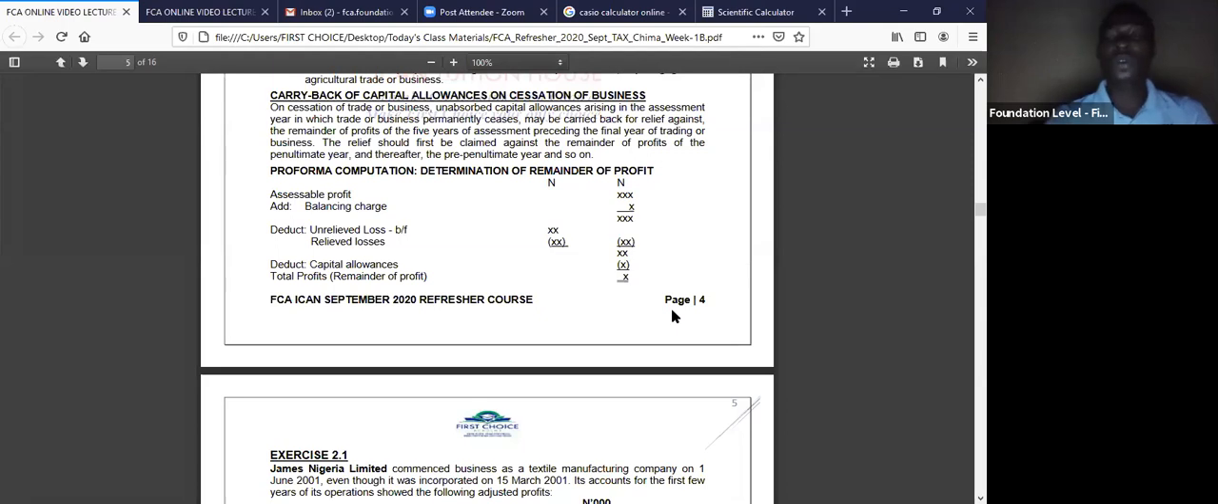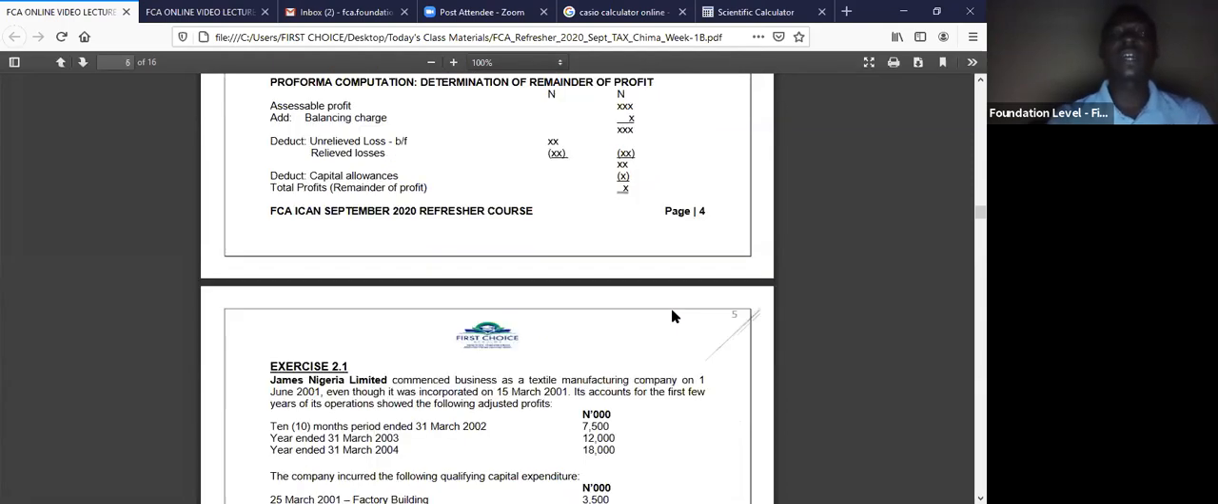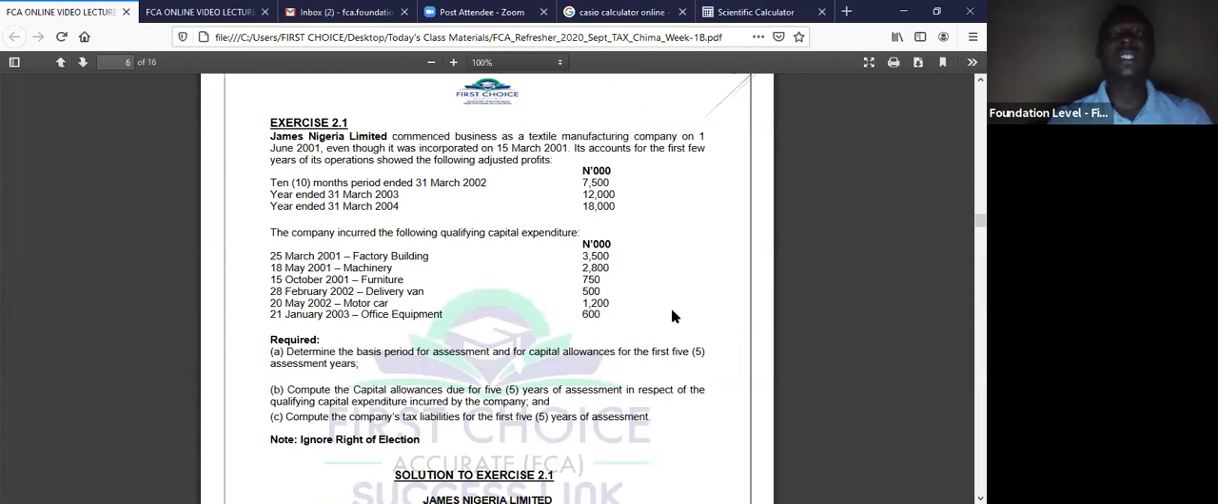We will now look at one question and see how we can address capital allowances. James Nigeria Limited commenced business. So now you are looking at it, this is commenced business. That means commencement rule is going to follow. Now, as a textile manufacturing company, underline the word manufacturing. That means there is no restriction on capital allowance. These are the two things you can glean from here.